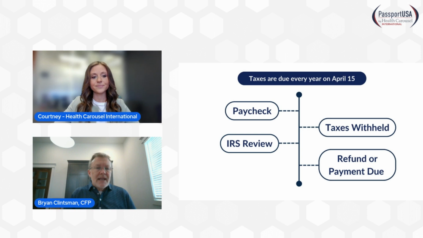Now you have a say in this. On the front end, when you start working, you will fill out a form. It's called a W-4, and it says, this is how much income I think I'll make, and I want you to withhold taxes on that. And your employer will do that. They'll withhold those dollars and route them on to the government.